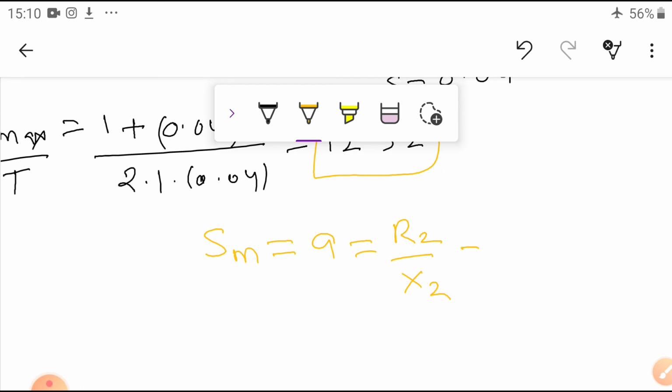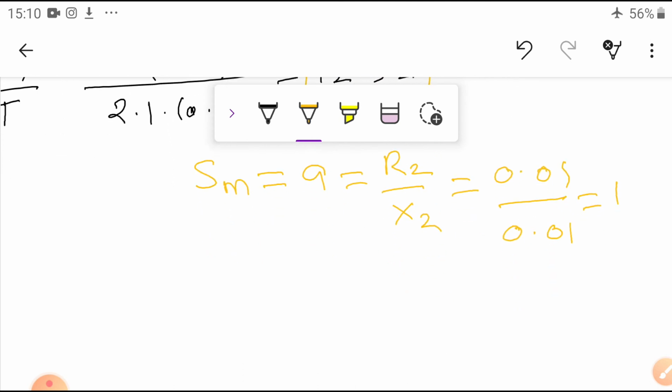Okay, what is the value here? We are going to get 0.01 by 0.01, that is equal to 1. Okay, then speed, we know that N is equal to (1 minus Sm) into Ns.